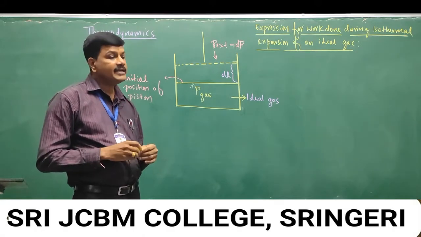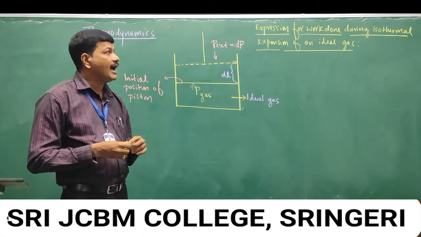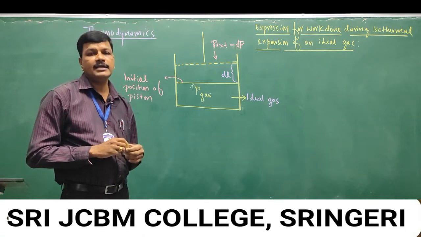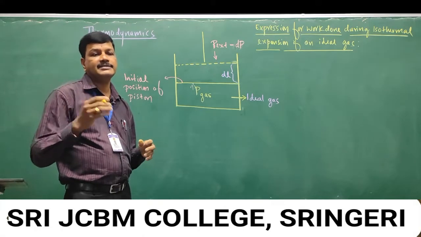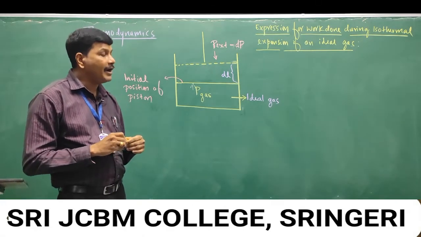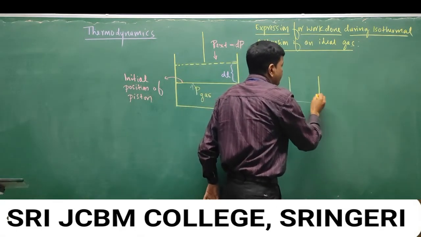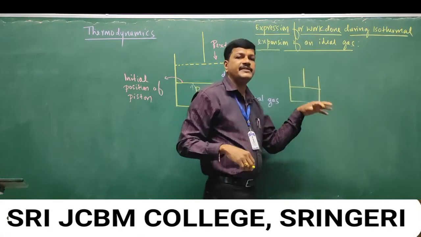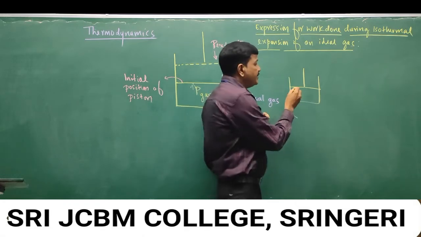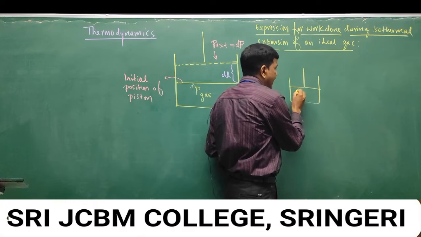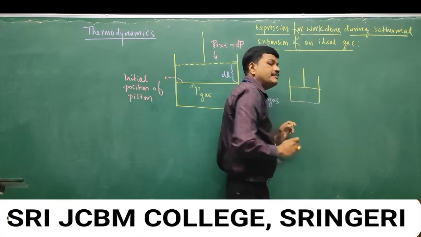So, today we will see an important derivation, that is the expression for work done during isothermal expansion of an ideal gas. Before that, see here, when the pressure of the system and the surrounding is different, then the energy is transformed in the form of work. For example, if the pressure of the gas, the ideal gas, is more than the pressure of the surrounding.